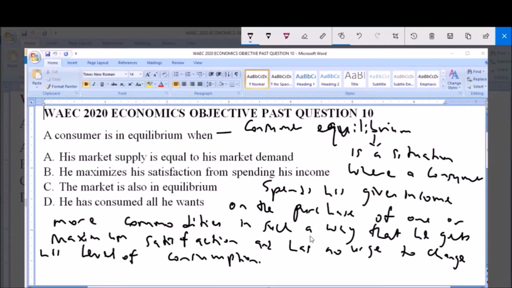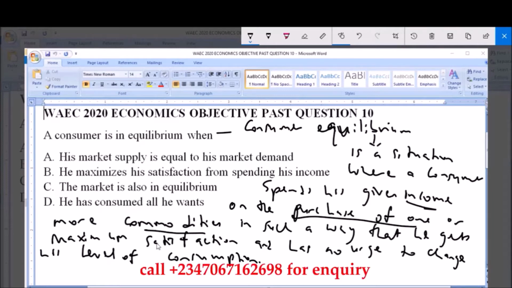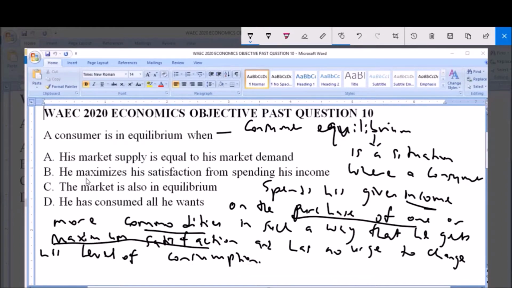So the main point here is that consumer equilibrium is a situation where the consumer spends his income on the purchase of commodities such that he gets maximum satisfaction, okay? And that is what is reflected here in option B. It says he maximizes his satisfaction, so gaining maximum satisfaction from spending his income. So option B is the correct answer to this question.